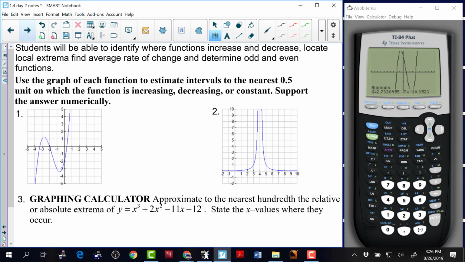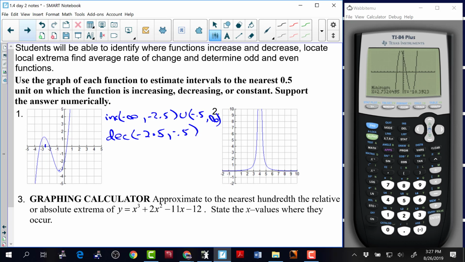Students will be able to identify where functions increase and decrease, locate local extrema, find average rate of change, and determine odd and even functions. Use the graph of each function to estimate intervals to the nearest 0.5 unit on which the function is increasing, decreasing, or constant. Support the answer numerically, and we won't do that. We'll say that this increases from -infinity to, let's say, -2.5. Then this function decreases from -2.5 to, how about -0.5, and then increases again from -0.5 to infinity.